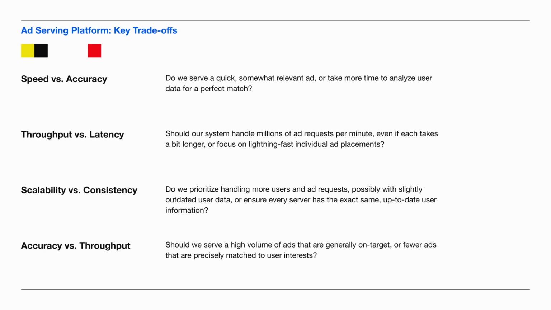Accuracy versus throughput. Should we serve a high volume of ads that are generally on target, accepting that they may not be perfectly matched, or reduce the number of ads served to ensure each one is precisely matched to user interests? This decision impacts the total number of ads served versus the relevance of each ad.